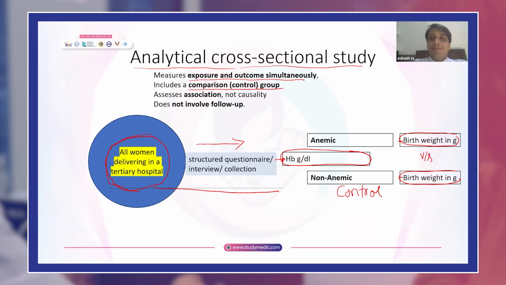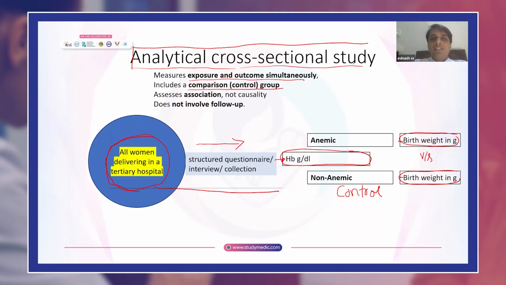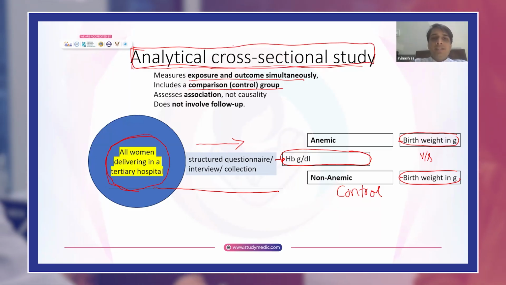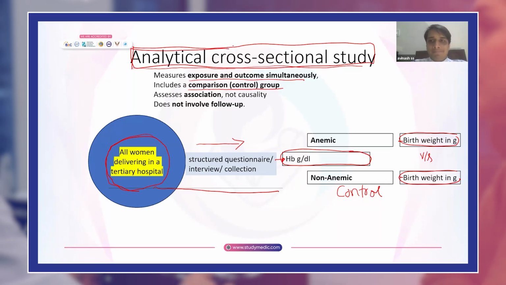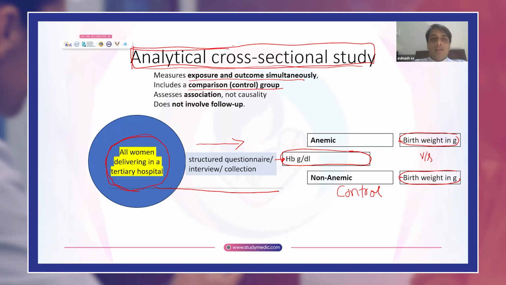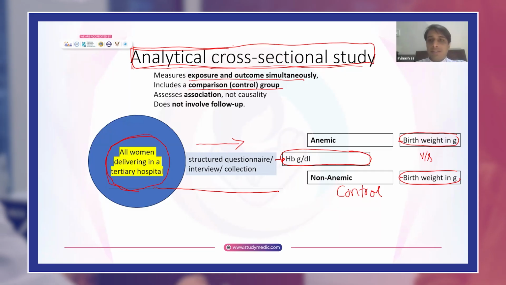Compared to the survey, it does not have a control group, and hence it is called an analytical cross-sectional study design, whereas a survey is a descriptive cross-sectional study design without a control. Okay, so it does not involve follow-up in a cross-sectional study design.